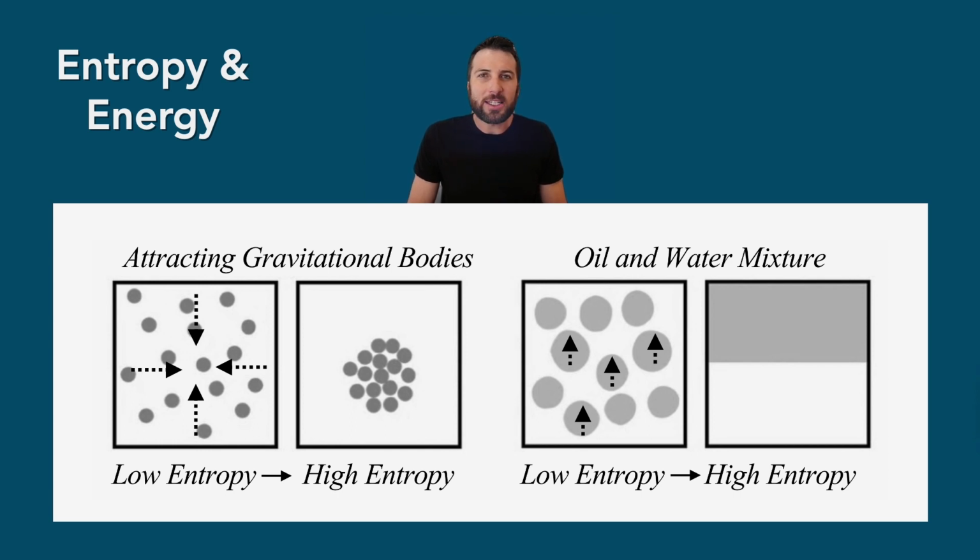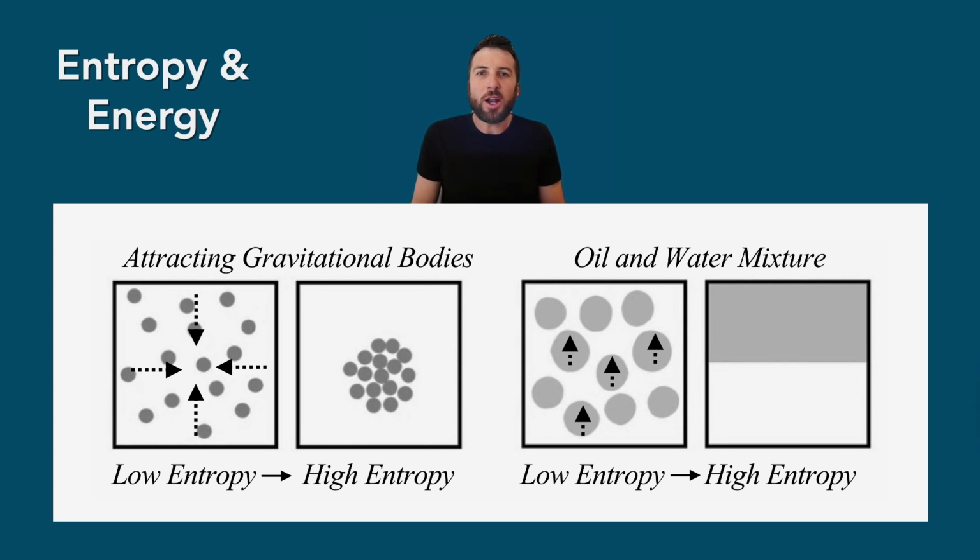So with attracting gravitational bodies, a low entropy state would be that these gravitational bodies are all separated from each other. Now, over time, you would expect them to coalesce in the middle, to come together through the force of gravity. But that's actually a high entropy state. There's heat and other things when they come together. There's a lot more energetic microstates available, actually. So a low entropy state with gravitational bodies would actually be separated.